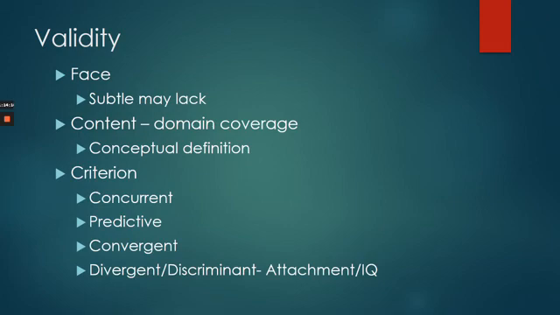So for example, if we know from previous research that narcissists are aggressive, and I have a new measure of narcissism, and I have an old validated measure of aggression, if my new measure of narcissism relates to that validated measure of aggression, I have concurrent validity. Concurrent means at the same time. I measure narcissism now. If it relates to aggression now, then I have concurrent validity.